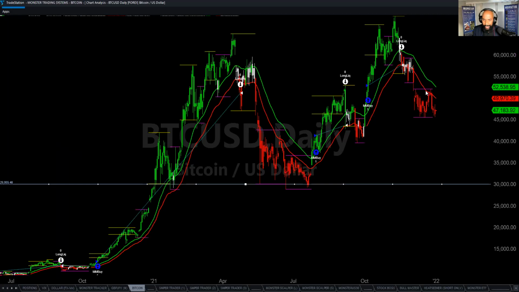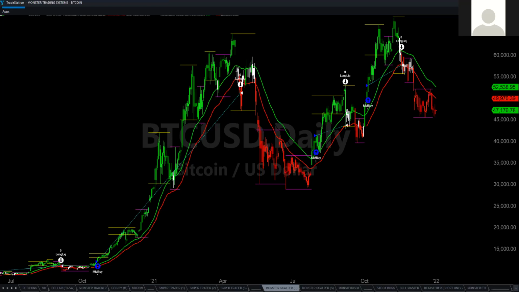Okay, if we can get back above this resistance in here, then we might change our forecast. But right now, very, very bearish. Bitcoin would have to get above 50. Right now, it's really above 52. So it's clearly in the markdown phase. All right, markdown phase. Let's take a look at Forex.